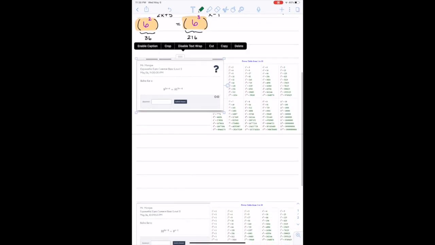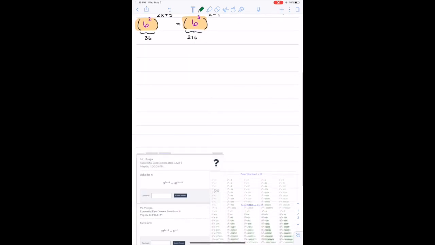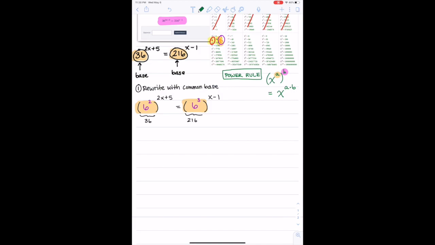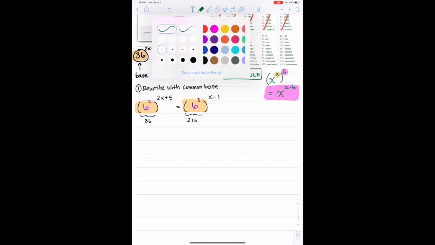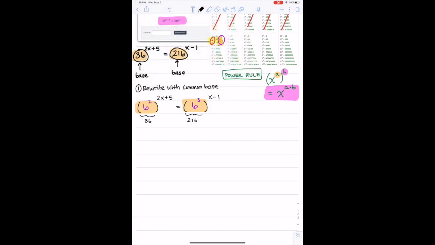So let me clear some space. I thought I was not going to need as much space, but that's okay. We'll be creative down here. Okay, so this is going to be our key property right here, the power rule. So if I go to the left-hand side, I realize that I have 6 to the second power, and I'm going to write this in a different color, to the 2x plus 5. And then on the other side, I have 6 to the third power to the x minus 1.